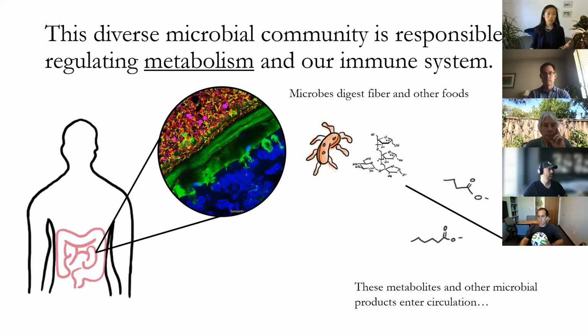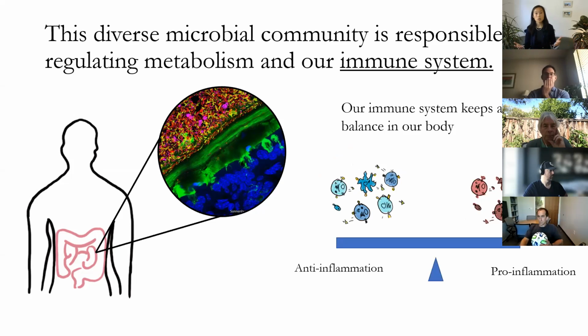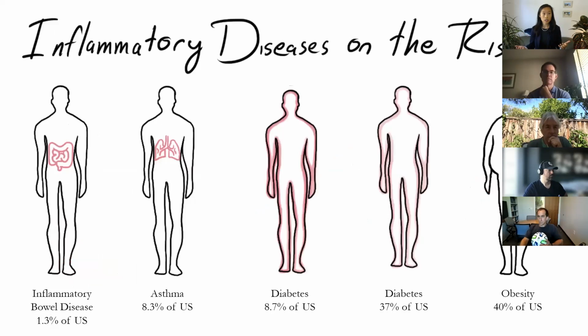So I mentioned at the beginning that microbes are physically separated from us in the gut. And the way that they're able to exert so many effects is by creating these small molecules that cross through and then enter circulation and affect systems such as the immune system. Obviously, our immune system is incredibly important. It keeps a state of balance in our body. We don't want to be too anti- or pro-inflammatory. If we have too much anti-inflammation, our body won't respond to pathogens and we can get infections. If it's too pro-inflammatory, we can develop chronic inflammation, and chronic inflammation leads to chronic disease.